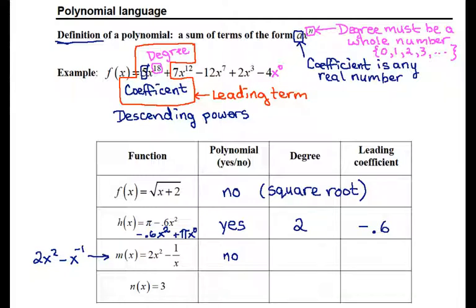Finally, our last one we would want to think of as being x to the power 0. There is no minimum number of terms to satisfy the definition of a polynomial. Even though poly means many, we don't have to have more than one term to satisfy the definition. So this one we would say yes, even though it is a degree 0 polynomial, and its leading coefficient then is 3.